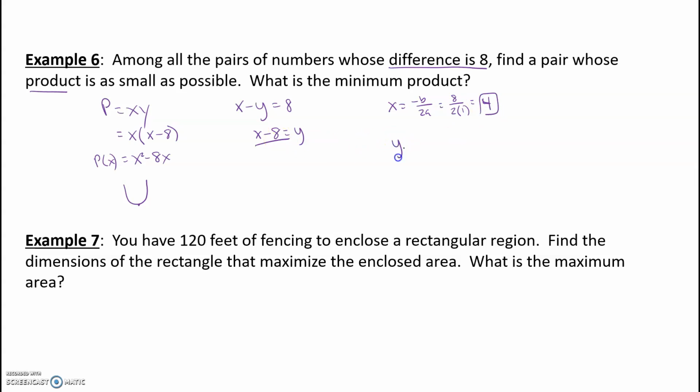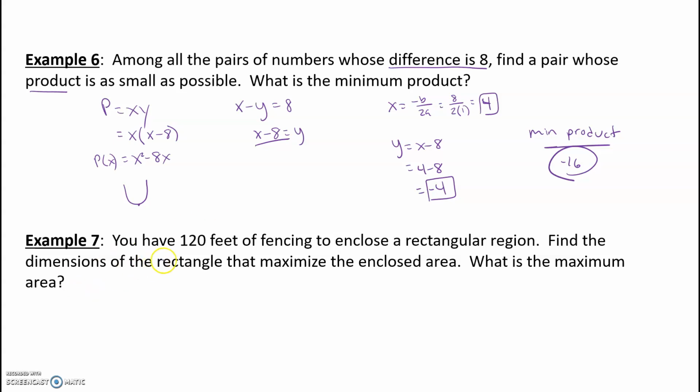And we're just going to plug it in here. y equals x minus 8. So x was 4, minus 8 gets me negative 4. So there's my two numbers, but we're going to go back to the question. What is the minimum product? So product means multiply. So 4 times negative 4 gets me negative 16. So that's the smallest product we can get of two numbers whose difference is 8.